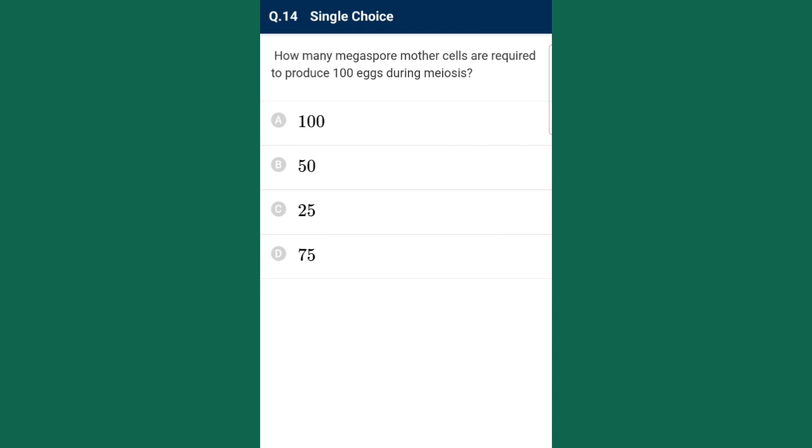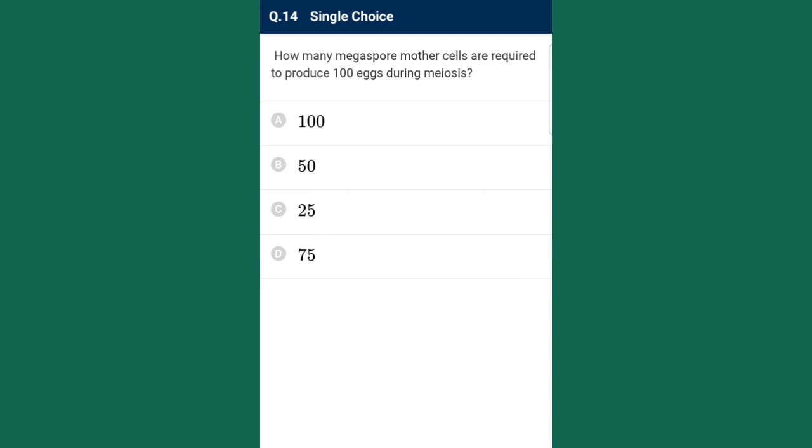Megasporogenesis is the process of the formation of megaspore in flowering plants. The diploid megaspore mother cell undergoes meiosis and forms a tetrad of 4 haploid megaspores, unlike the microspore tetrad, which was formed from the pollen mother cell after meiosis, and all 4 microspores were functional in the tetrad.